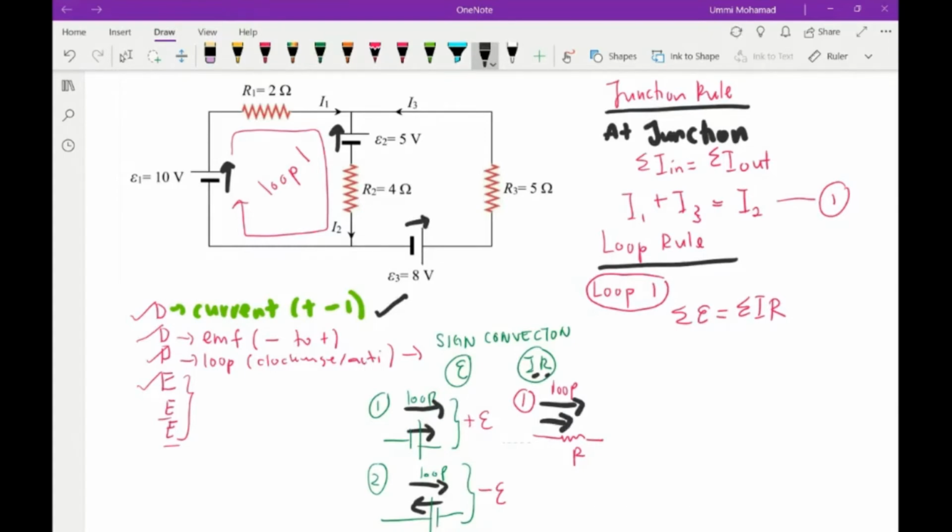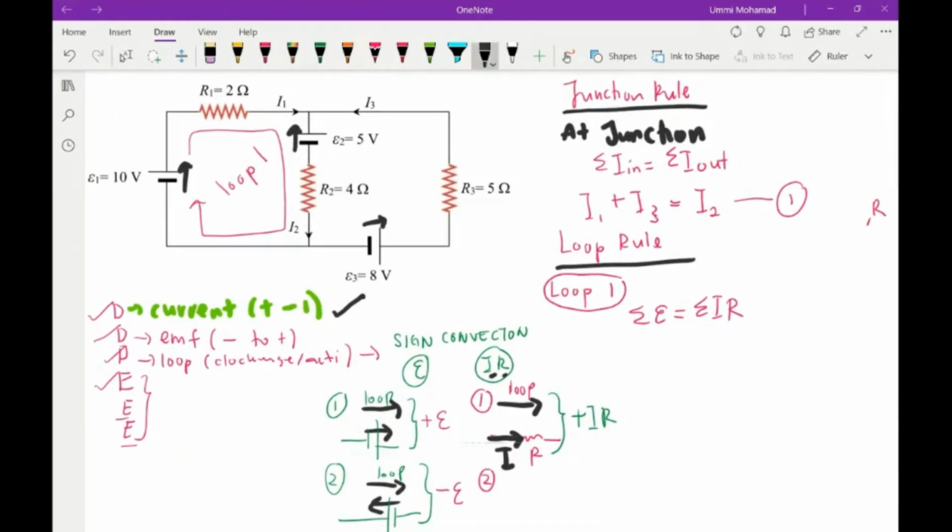Okay, so this is our direction of current. Let's say current flowing is in this direction. In this case, it has the same direction as the loop. We compare current and loop. So for this case, our sign convention is positive IR.